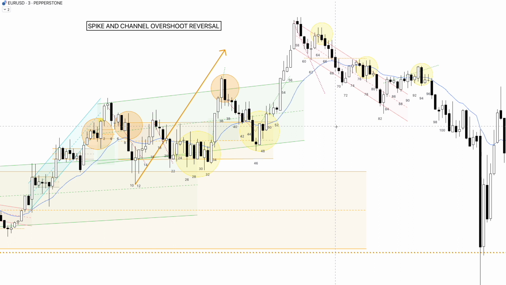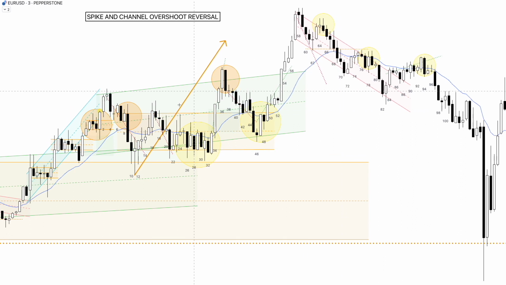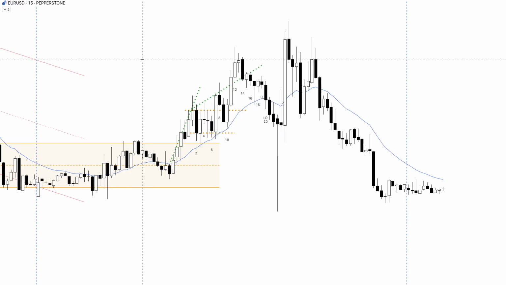Hello, this is yesterday's price action for the Euro USD 3-minute chart. We had a spike and channel overshoot reversal. Let's go up to the 15-minute chart and see how this formed.